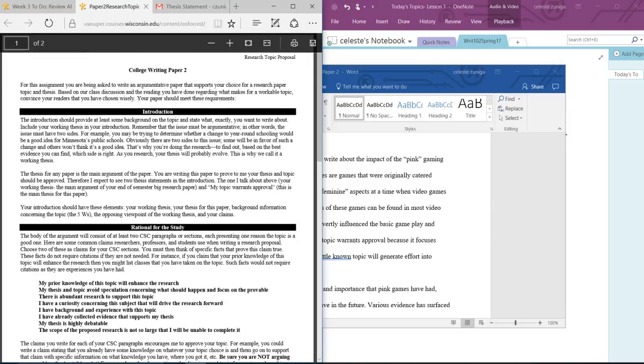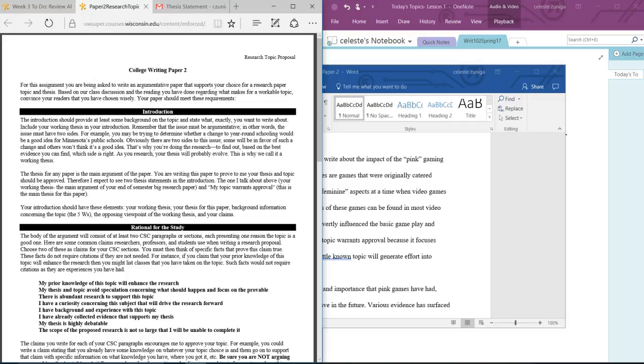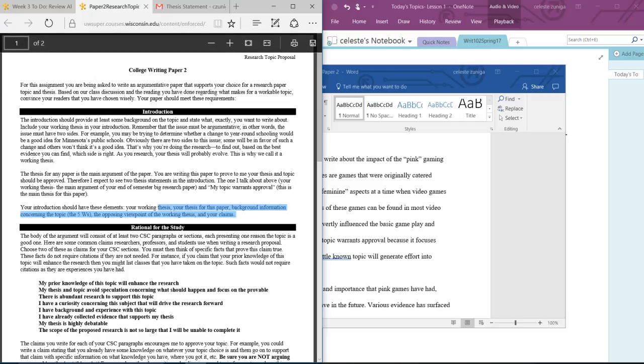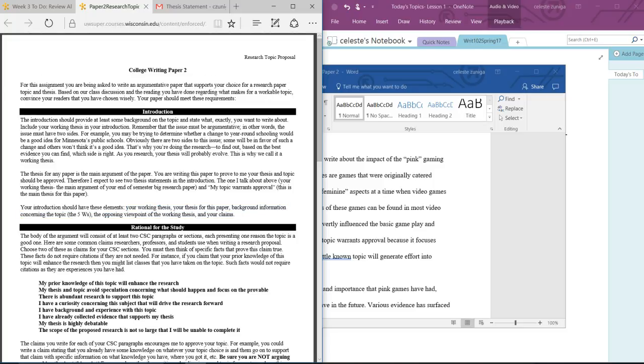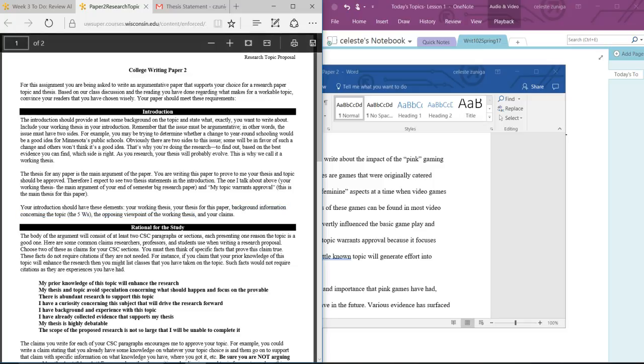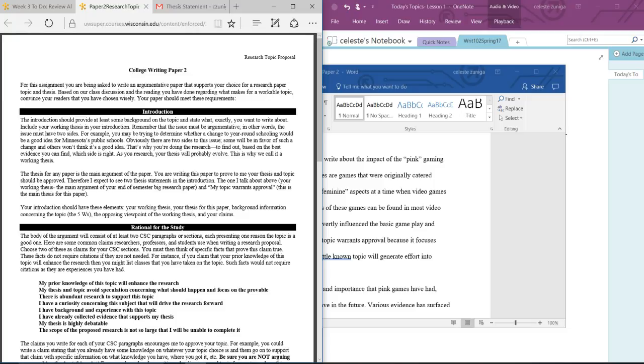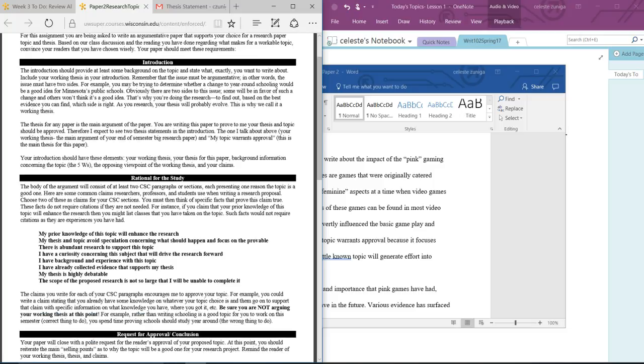If you notice, the elements that you must include in your introduction are your working thesis, your main paper thesis, some background information concerning the topic, the opposing viewpoint, and your claims, the map of your claims. So some of this could have been done better in this paper. Probably these things here, the background information and the opposing viewpoint. But by and large, this is an excellent paper and a good example for you guys to use as you develop your own papers.